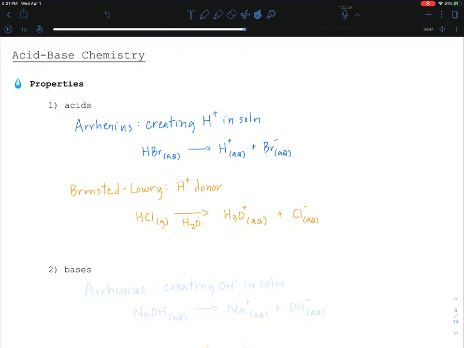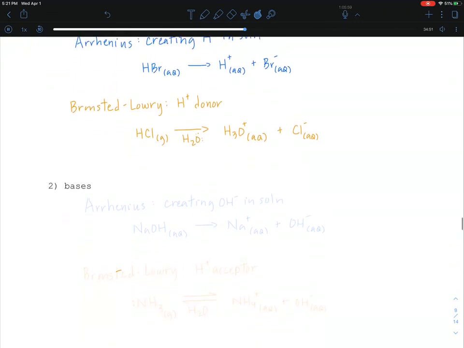We can define bases much in the same way, right? So we have the Arrhenius definition of a base. And this basically is just creating the hydroxide anion in solution. Like, for example, if I were to take sodium hydroxide and just allow this to dissociate, and there's the hydroxide. Bronsted-Lowry looks at it just a little bit differently and says, this is actually going to be a proton acceptor. Where the Bronsted-Lowry acid was a proton donor, this is just going to be a proton acceptor.